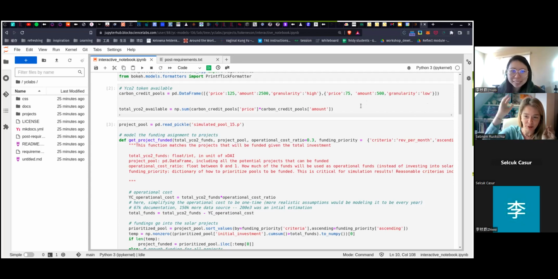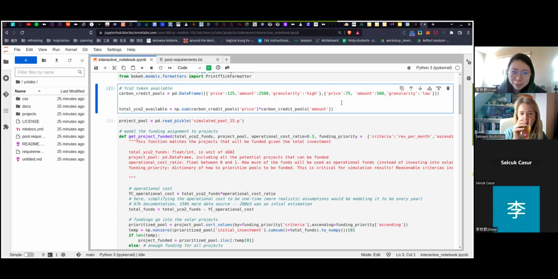And behind that, you have a lot more simulations that we did. It can be simple. Don't be intimidated. Even if you don't understand all the Python code, I'll just explain in plain language. The first part is YCO2 token available, meaning from this previous UK data that we've processed, here is the carbon credit pool that is available for sale now.